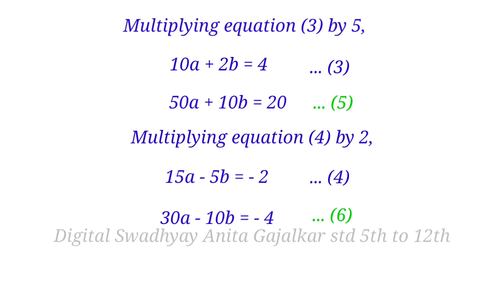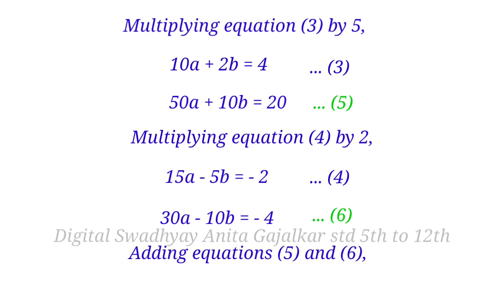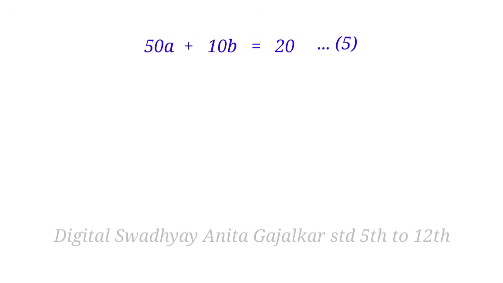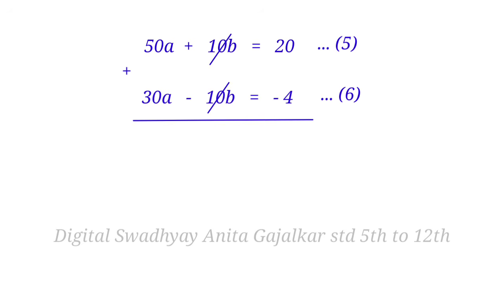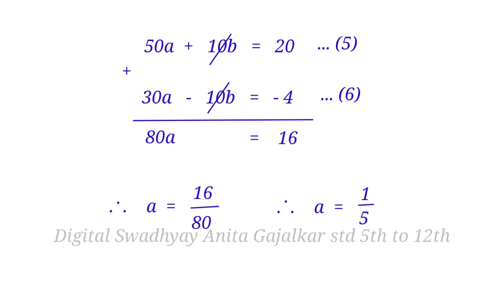इक्वेशन 5th एंड इक्वेशन 6th में b के कोएफिशिएंट सेम है लेकिन उनके साइन अलग है, इसलिए हम यहाँ पर एडिशन करेंगे. Adding equations 5 and 6. 50a plus 10b equal to 20 plus 30a minus 10b equal to -4. 80a equal to 16. Therefore, a equal to 16 by 80. Therefore, a equal to 1 by 5.